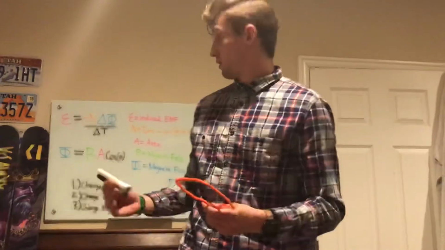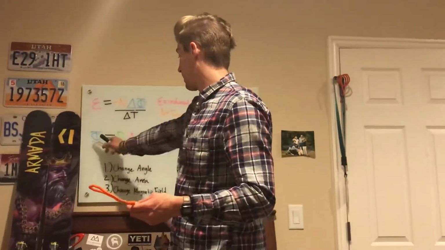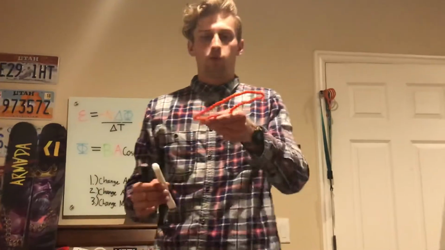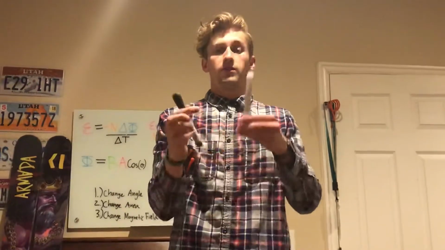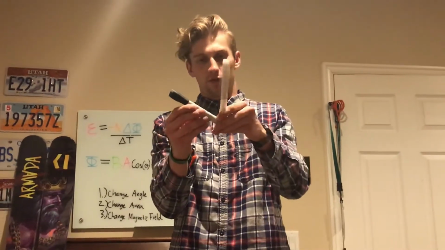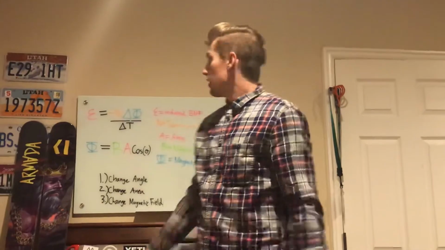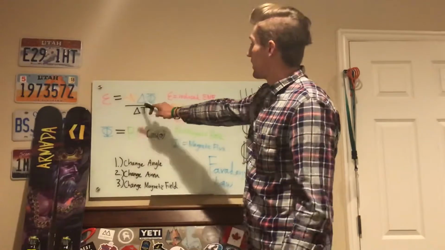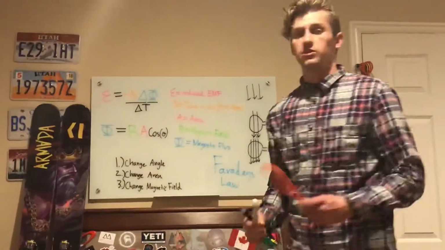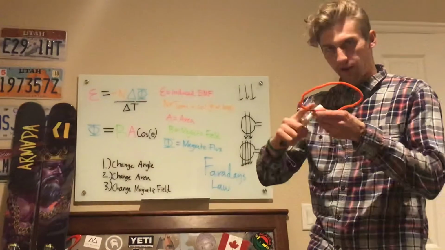In order to change this variable to get a change in magnetic flux, we can rotate this. Let's say our magnetic field's still going down, but the normal is pointed out this way. That is the angle that we're referring to. If we change that angle by rotating our wire in the magnetic field, then we get a change in the angle, which will change our magnetic flux, and a change in magnetic flux leads to the induced EMF, or the induced current in our wire.